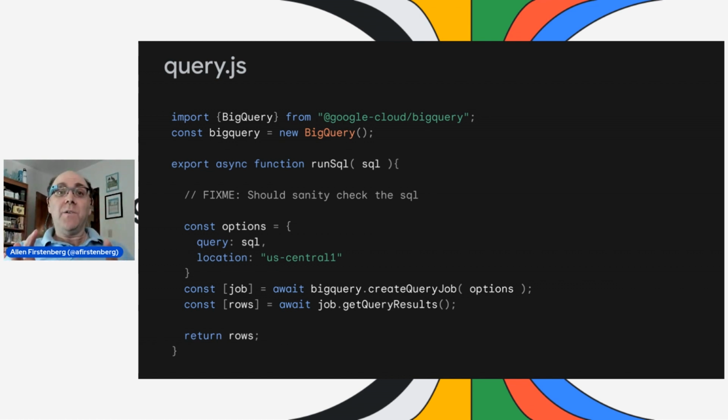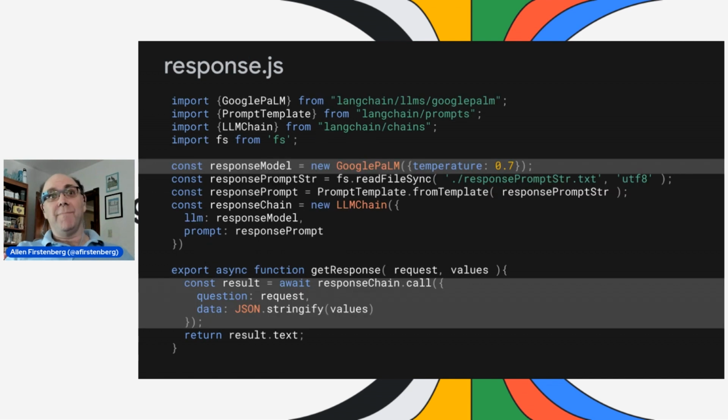And then we make a database call, which we know how to do. And we get the results back and we return those results. Okay, so now we've got a bunch of results. What do we do with it?